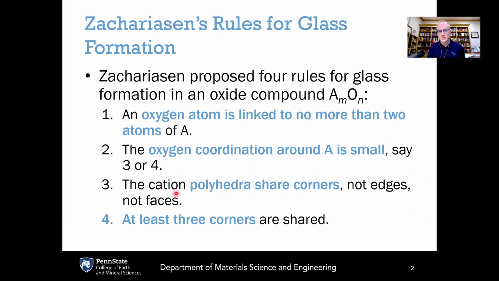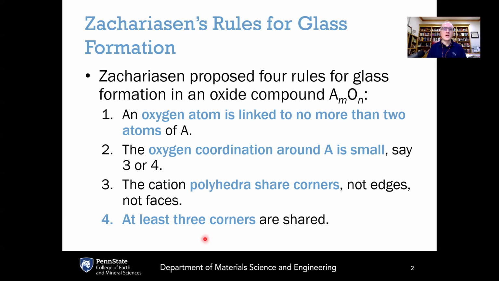And the last 2 rules tell us about how those polyhedra are connected together. So rule number 3 states that the cation polyhedra share corners, not edges, not faces. So if you've got triangles or tetrahedra, it's the corners of the triangles or tetrahedra that are sharing with each other through those bridging oxygens. And then the last rule states that at least 3 corners are shared.